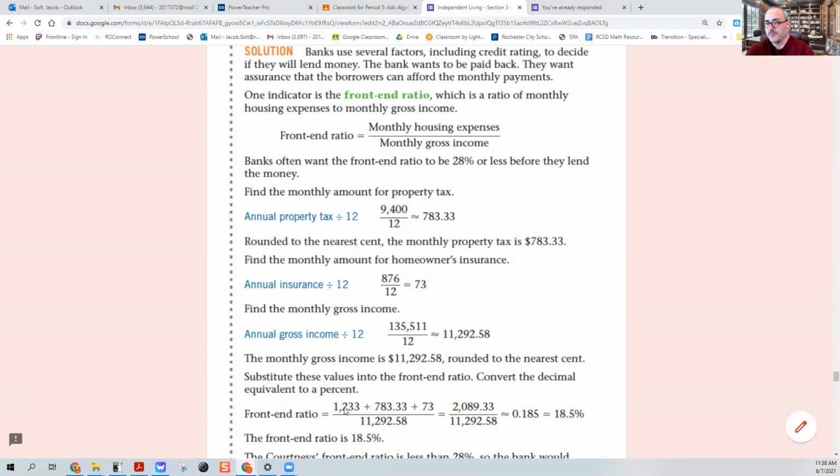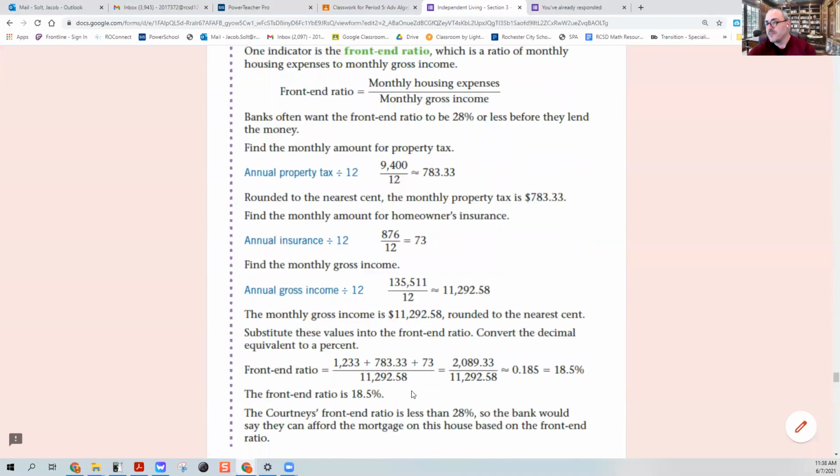We take our mortgage payment plus our taxes plus our insurance. We add up all the monthly housing expenses: the mortgage, the taxes, the insurance, and we get $2,089.33. So you take $2,089.33, divide it by their monthly income, $11,292.58, and we get a ratio of 0.185. That's 18.5%. The front end ratio is 18.5%.